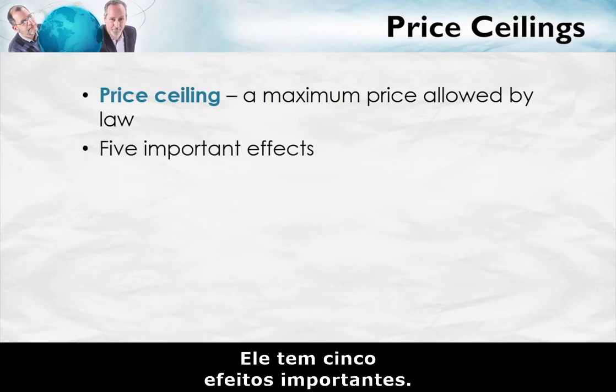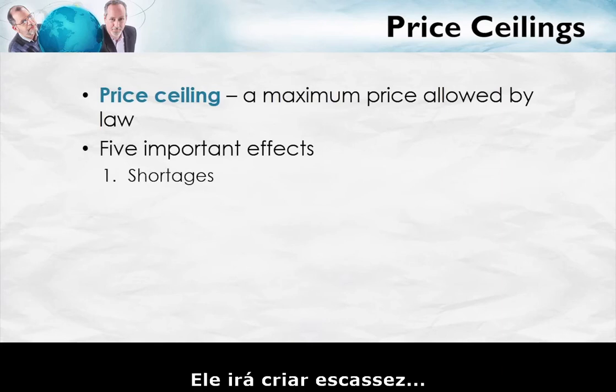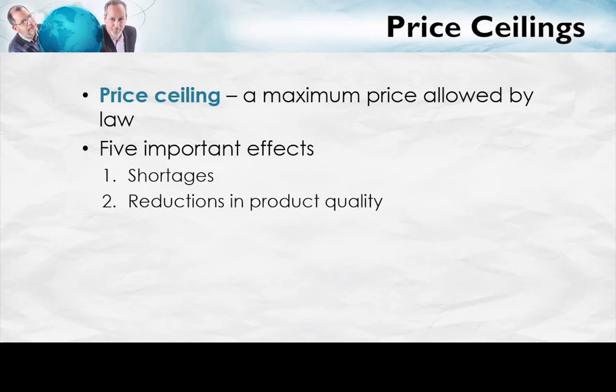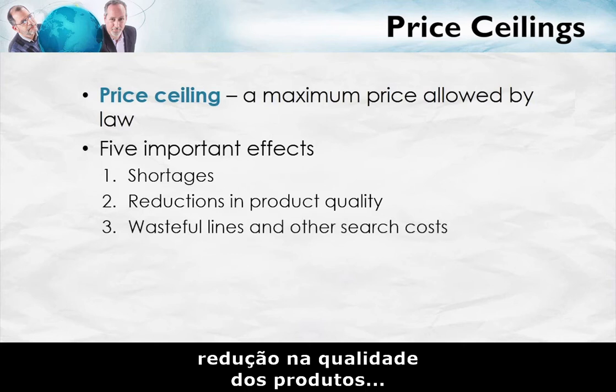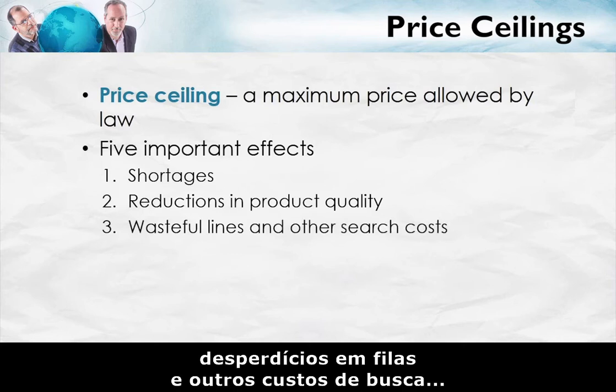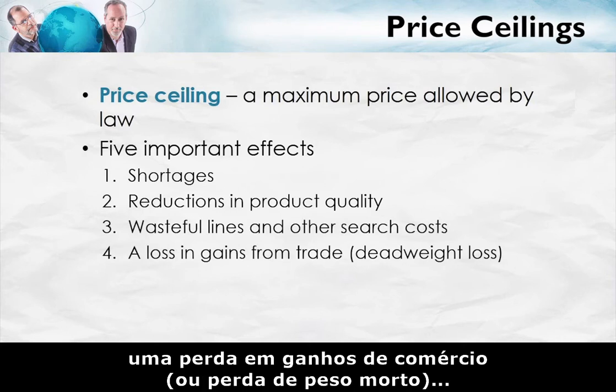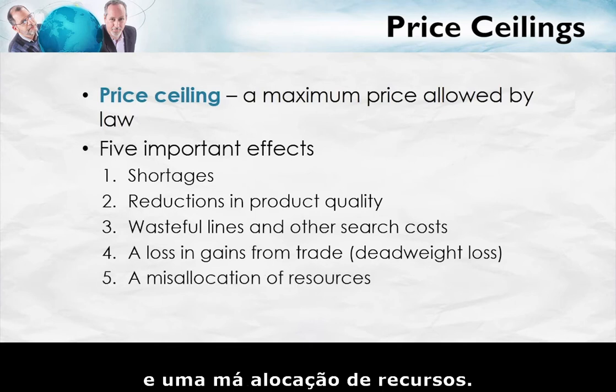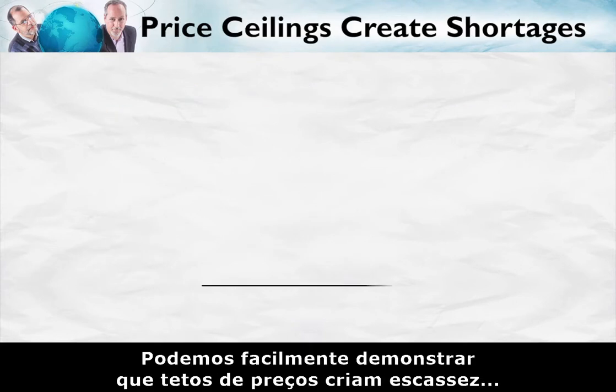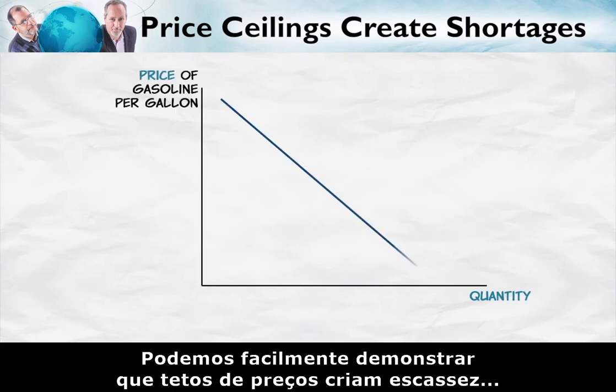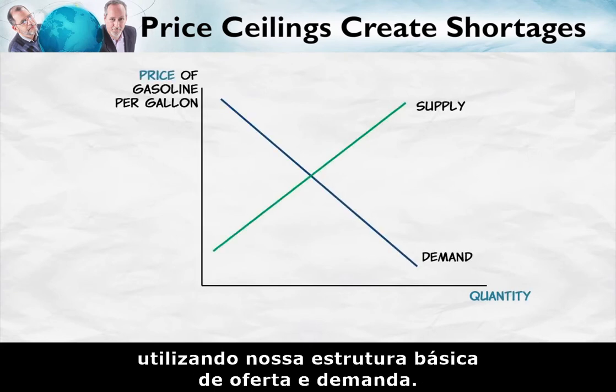It has 5 important effects. It's going to create shortages, reductions in product quality, wasteful lines and other search costs, a loss in gains from trade or a deadweight loss, and a misallocation of resources. We're going to go through each of these. Let's begin with shortages. We can easily show that price ceilings create shortages using our standard demand and supply framework.